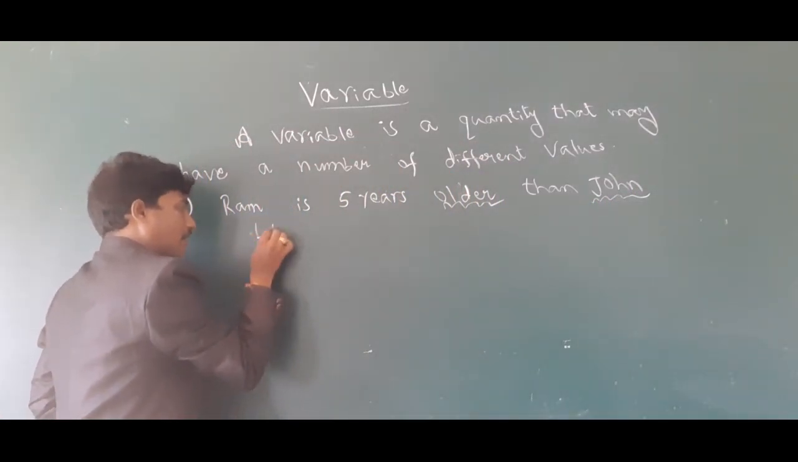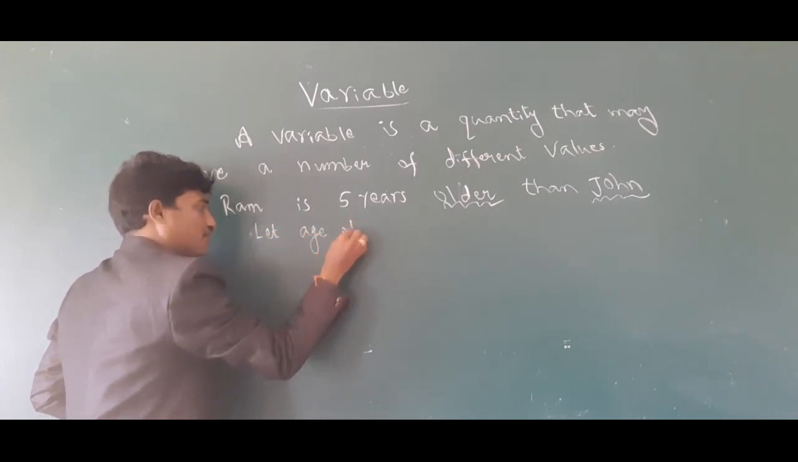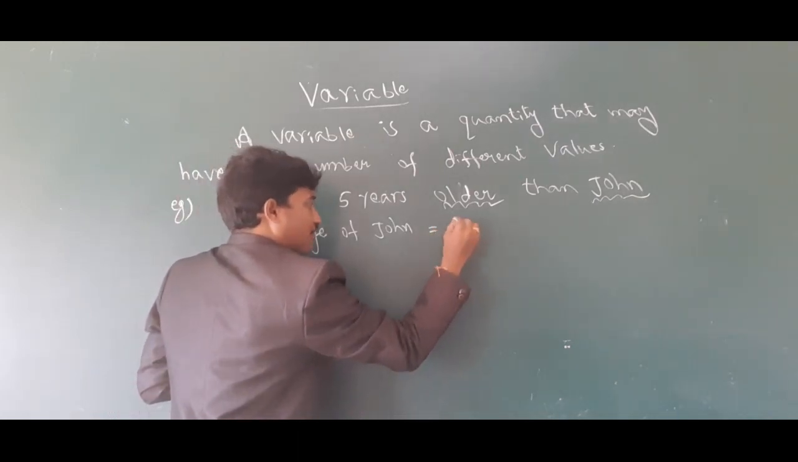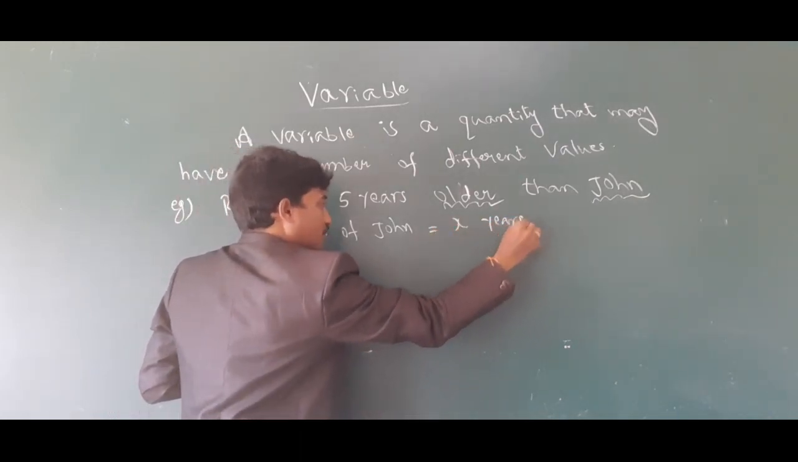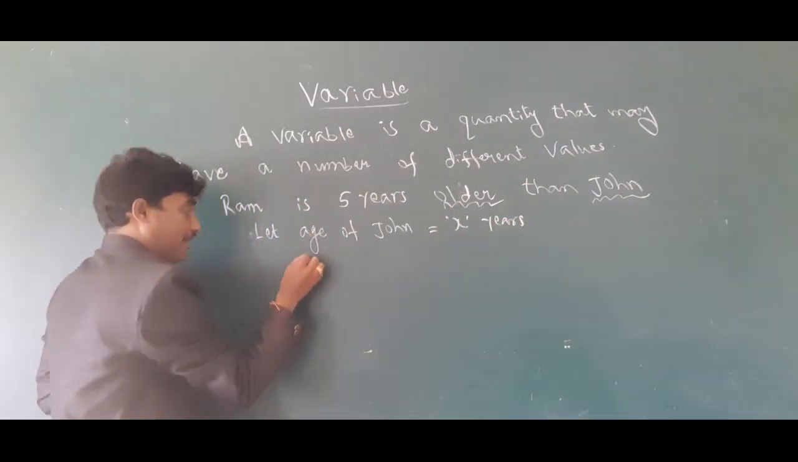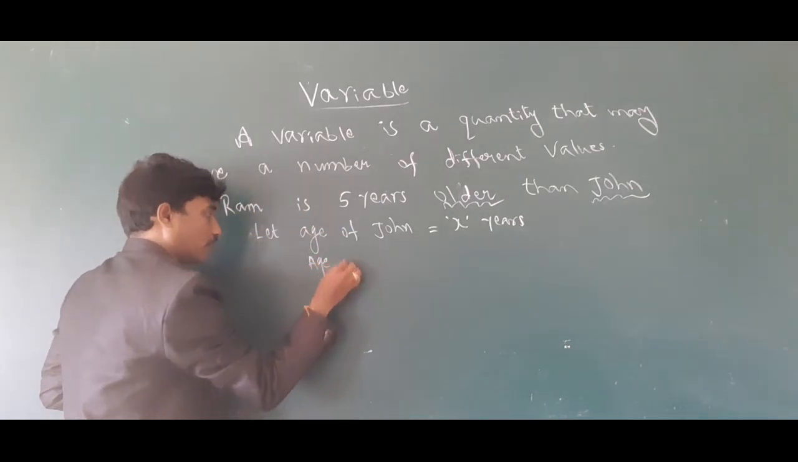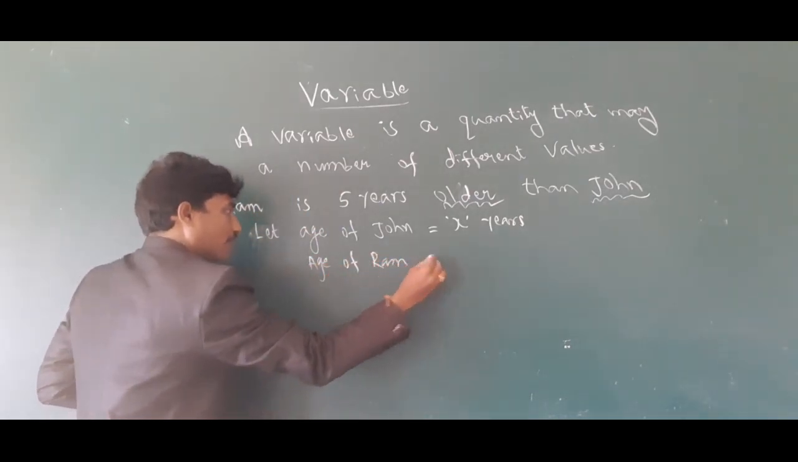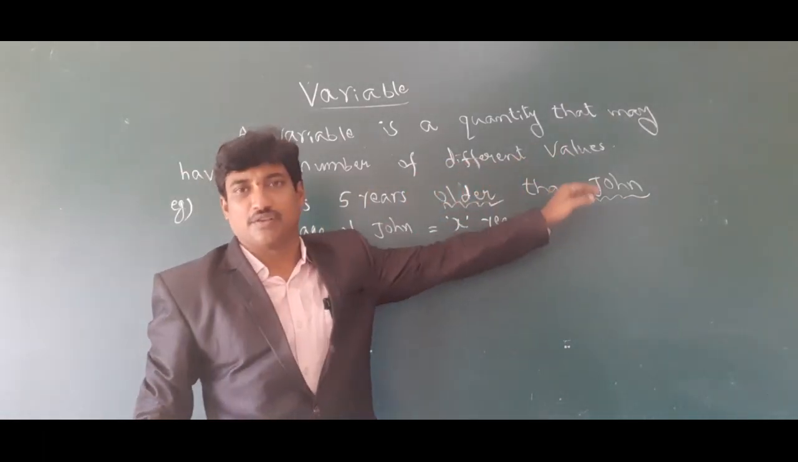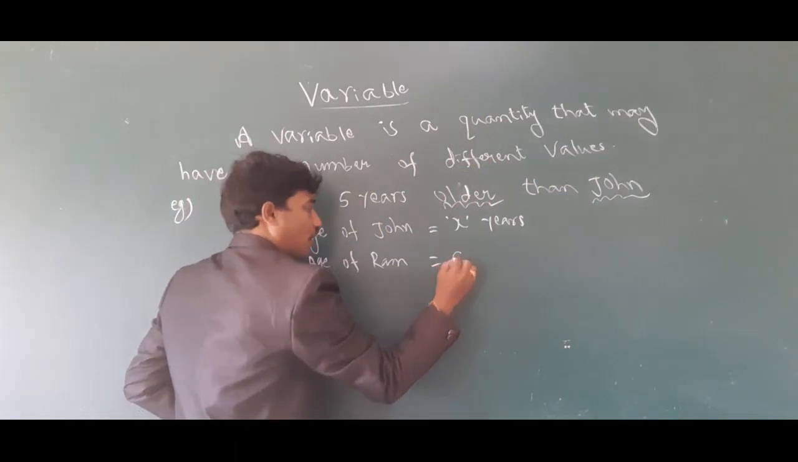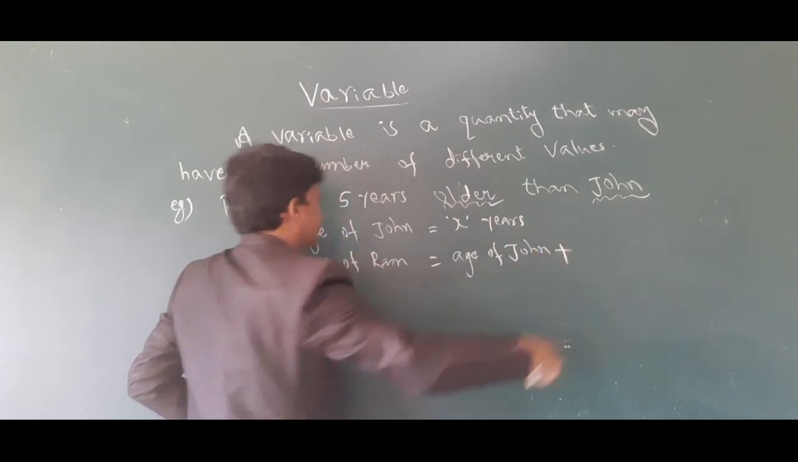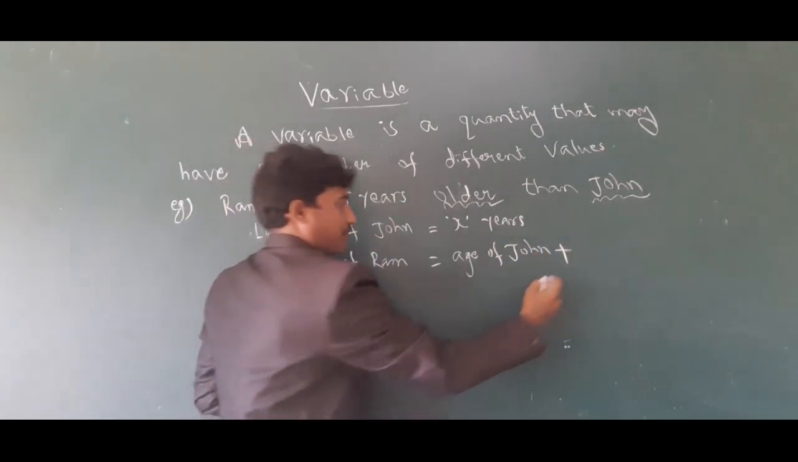Let us take the age of John as x years. Then we can write the age of Ram. Age of Ram is equal to, Ram is 5 years older than John, so age of John plus 5 years.